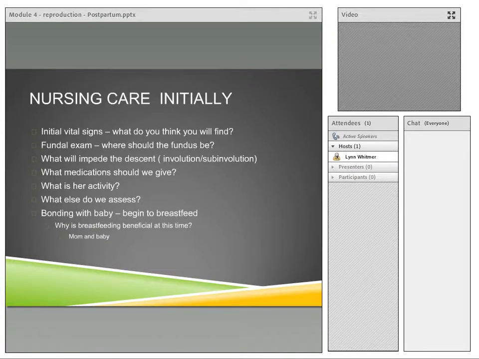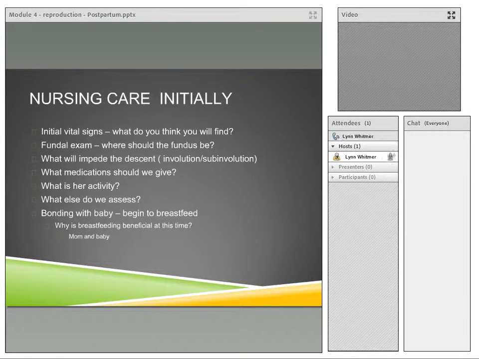And so that's a point of discharge education: she needs to be a princess when she gets home and do nothing more than lifting the baby. No housework, no cooking, no cleaning, nothing. She needs to take care of herself and her baby, and that's it.